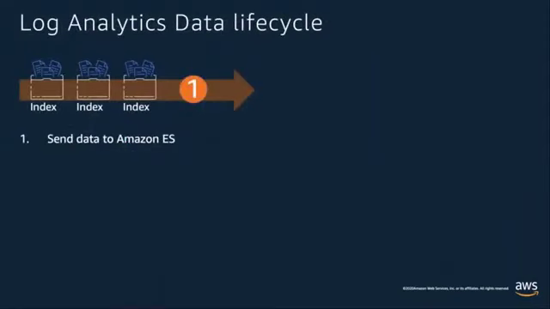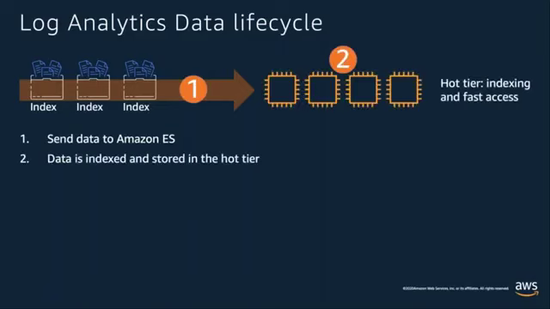In log analytics, we generally have a life cycle that looks like sending data to Elasticsearch, right? So we're creating those daily indexes. They're going to live in a hot tier. These are the data nodes that we referred to originally in the architecture diagram for Elasticsearch service. They'll be indexed in that hot tier, and that hot tier will provide us with fast access to that underlying data.